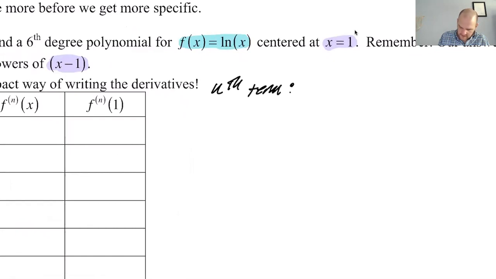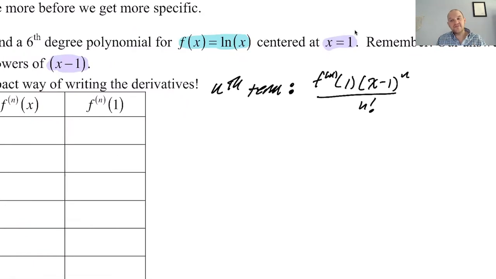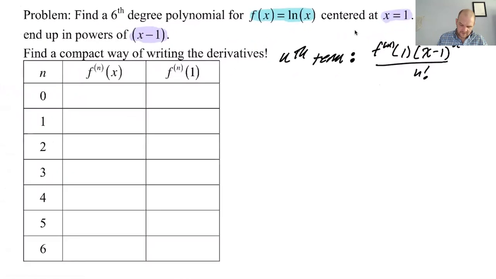So we think the nth term is going to look like the nth derivative evaluated at the center, so at 1, and then x minus the center to the n, over n factorial. That's what we think is going to happen. I mean, it's going to happen. I keep saying think, but let's find some derivatives.